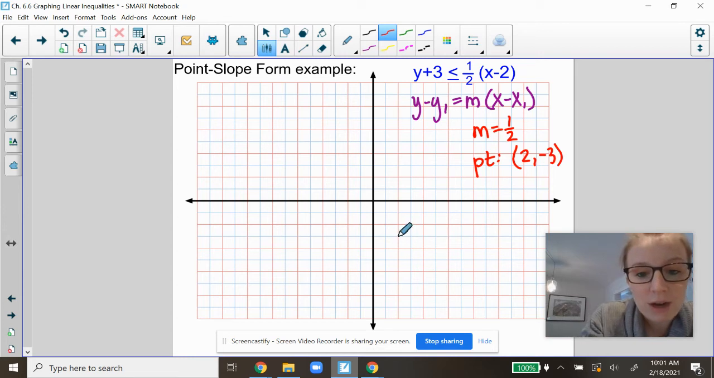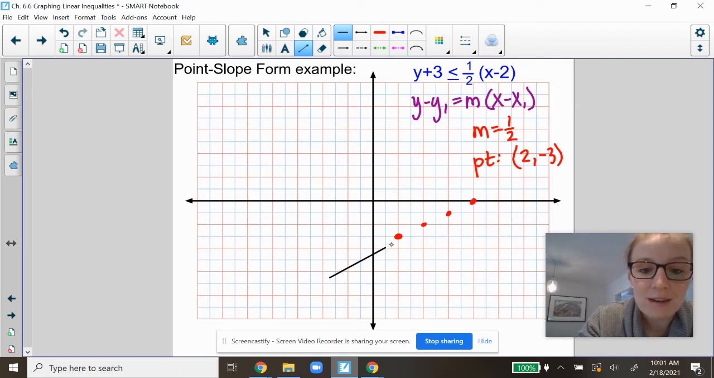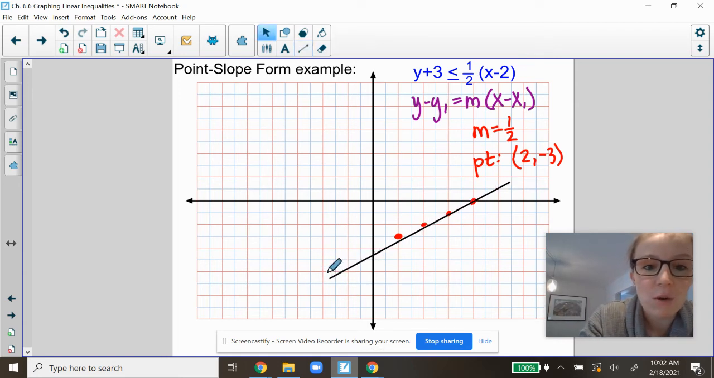So when I graph 2 comma negative 3, I'm going to end up at about here. I'm then going to graph my slope of 1/2. So I'm going to go up 1 over 2. And then I'm going to connect the dots with a line. My line is going to remain solid because it's a less than or equal to symbol, sorry.